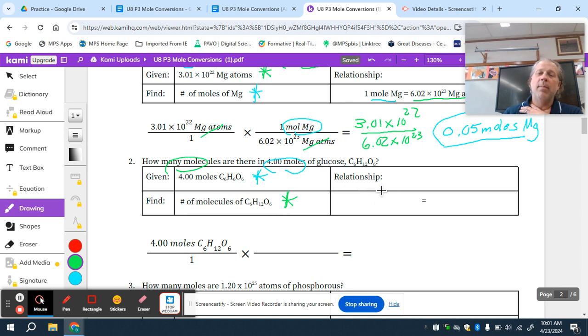And again, we need to remember our relationship, and our relationship is going to be 6.02 times 10 to the 23rd particles is going to be equal to 1 mole. So that allows me to know that in this part of my math problem, I'm going to use these two values.